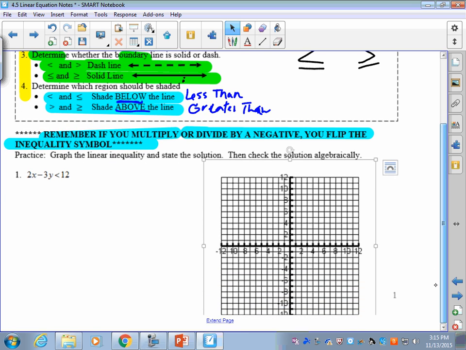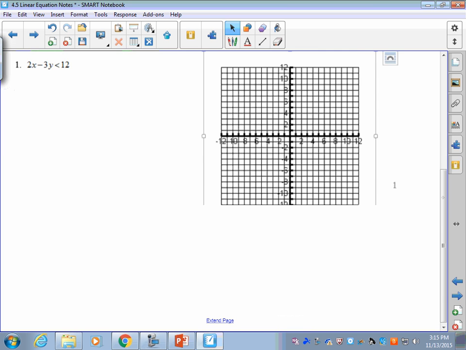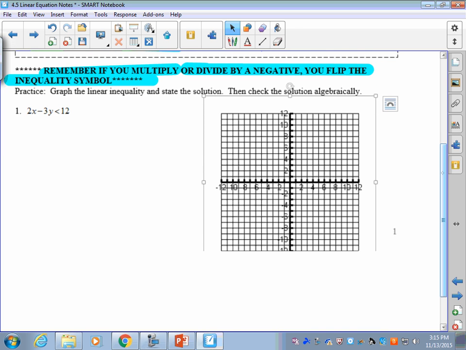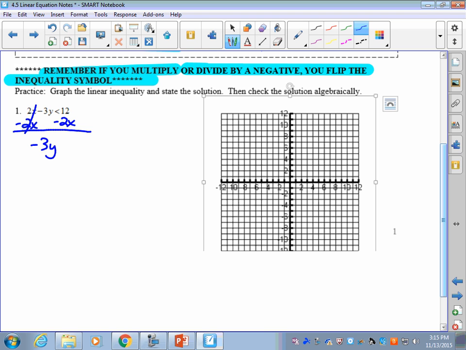So with that being said, let's look at number 1. We're going to practice graphing the linear inequality and stating the solution. Let's check the solution algebraically. So first, we have 2x minus 3y is less than 12. So first, what do we need to do? Minus 2x. Yeah, minus the 2x. We've got to get into slope-intercept form. All right, so write that down. Notice that the 2x's on the left are going to cancel out. And then I'm going to rewrite what remains, which is negative 3y less than negative 2x plus 12. So get that written down.